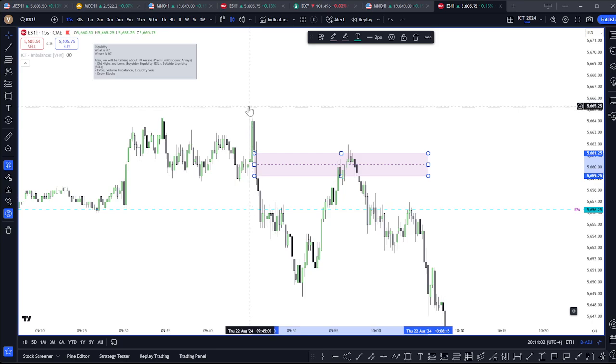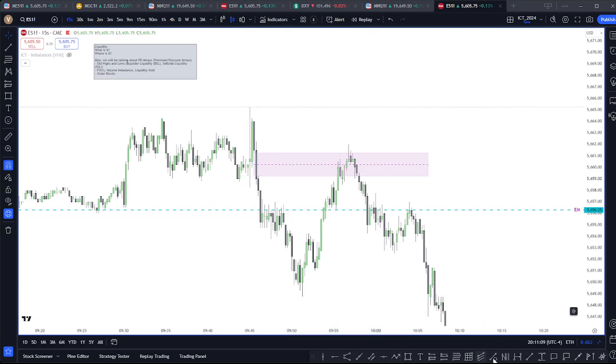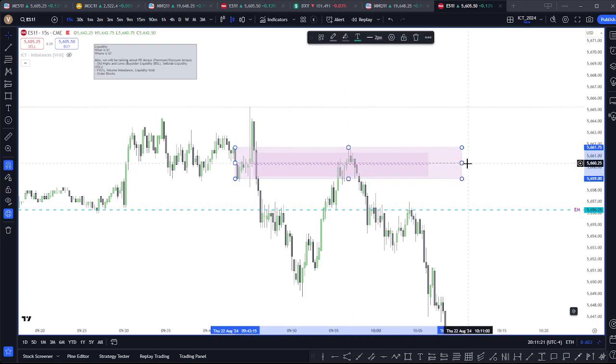Okay, this was a high. This was the low, or rather, this was the low. So your breaker block is also somewhere here. I think this, yeah, sorry, this is your breaker block, the one that changed the trend, right? This is your breaker block.